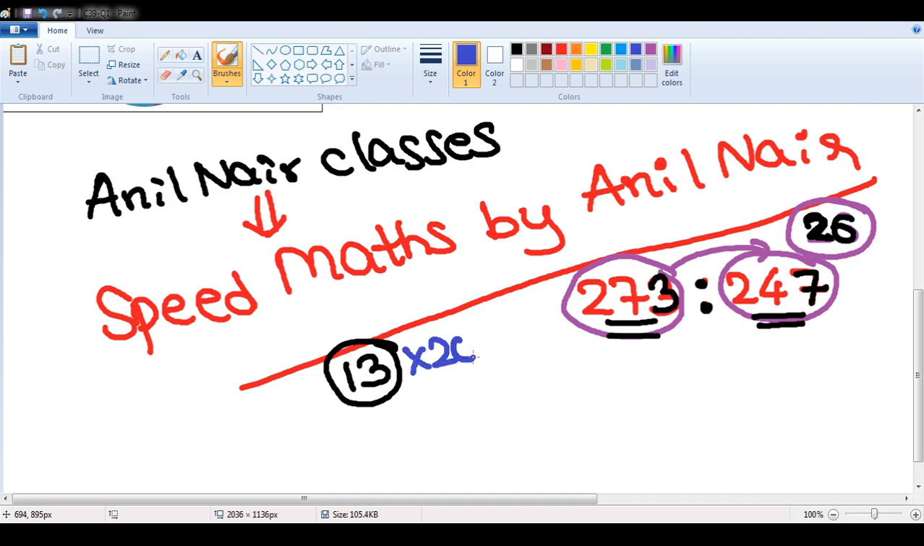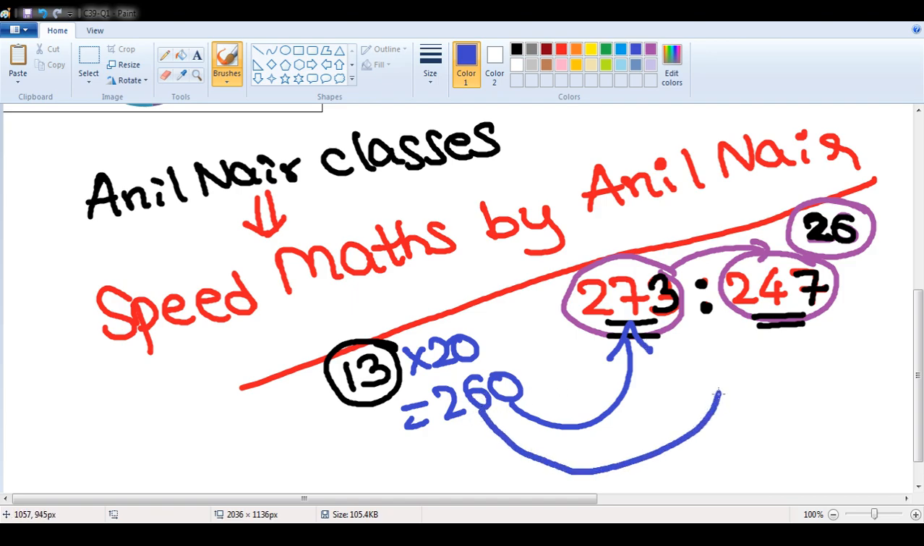13 into 20 is 260. Another 13 if I add, I will get 273. Another 13 if I subtract, I will get 247. Clear, sir, Aditya? I hope it is clear.